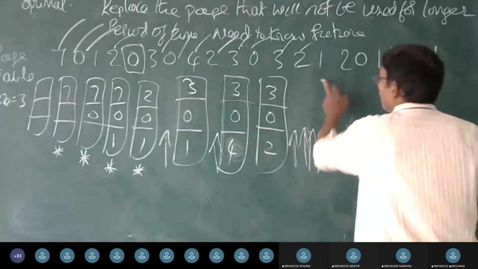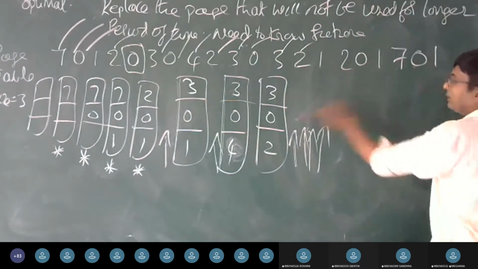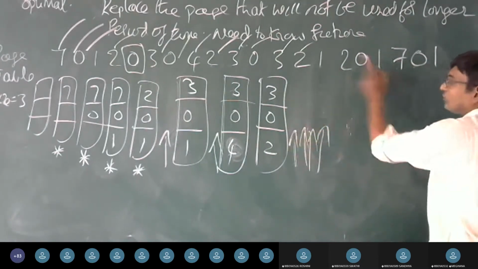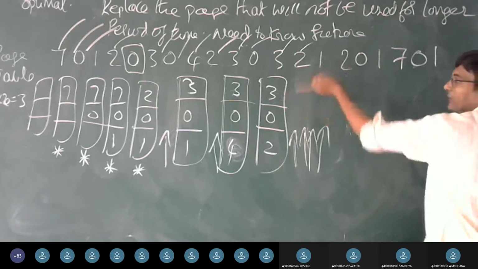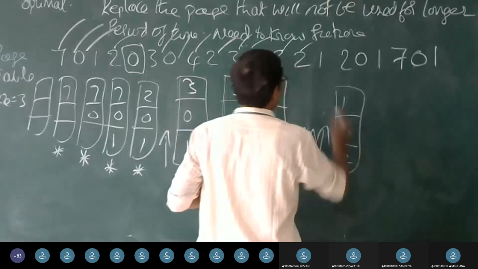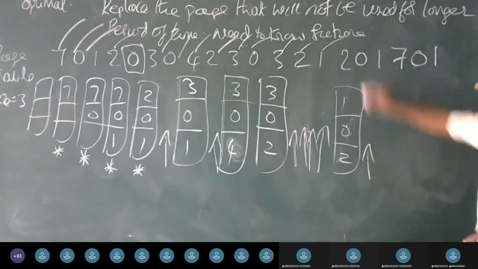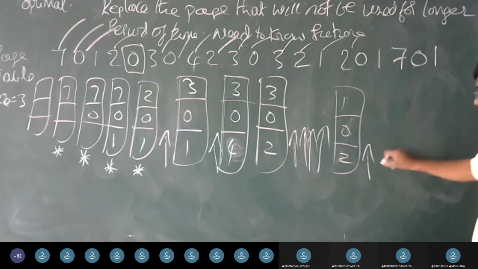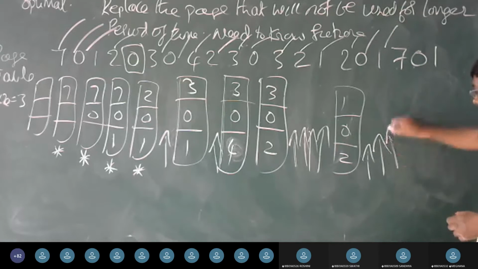Next, 1. So, I'm going to predict the future. 3 is no longer needed. 0 is somewhere needed, 2 is somewhere needed, but 3 is no longer needed. So, 1 I can replace with 3. Therefore, it is going to be 1, 0, and 2. Again, 2 is found, so hit. 0 is found in the page table, hit. 1 is found in the page table, hit.